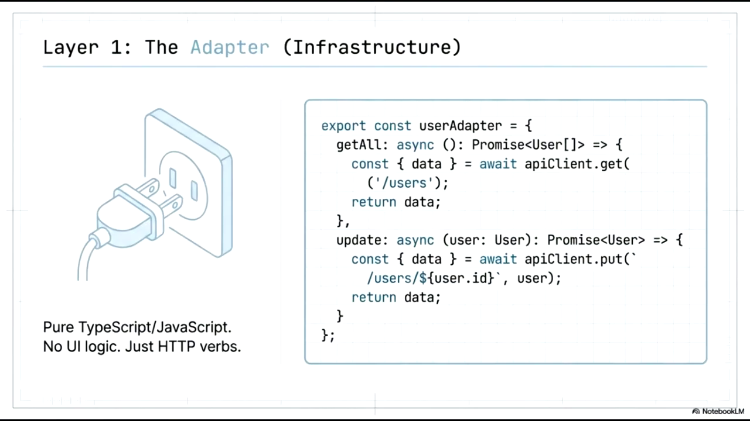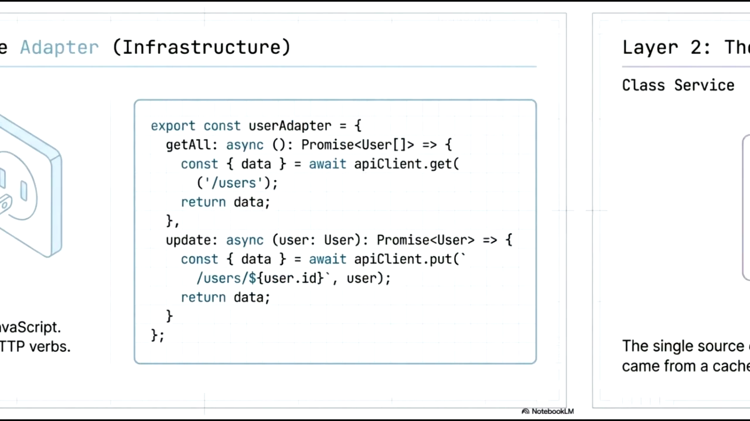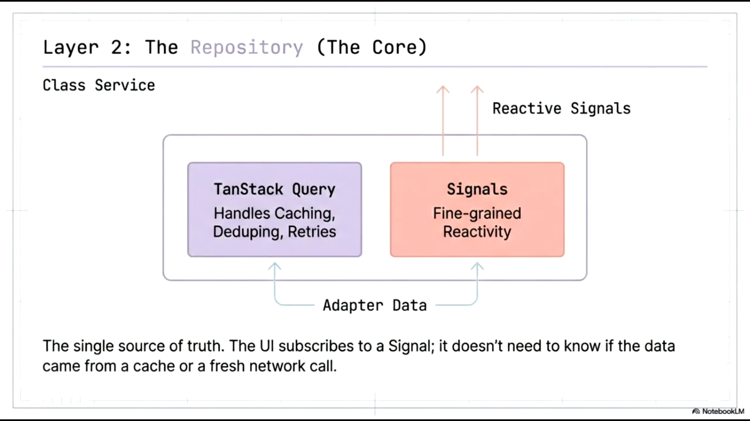Key to this architecture is that the adapter layer consists of pure TypeScript or JavaScript. It contains absolutely no UI logic, framework-specific code, or complex business rules. Instead, it focuses entirely on mapping domain actions to specific HTTP verbs and endpoints. By isolating these external dependencies here, we ensure that the rest of our application remains decoupled from the implementation details of our data sources.